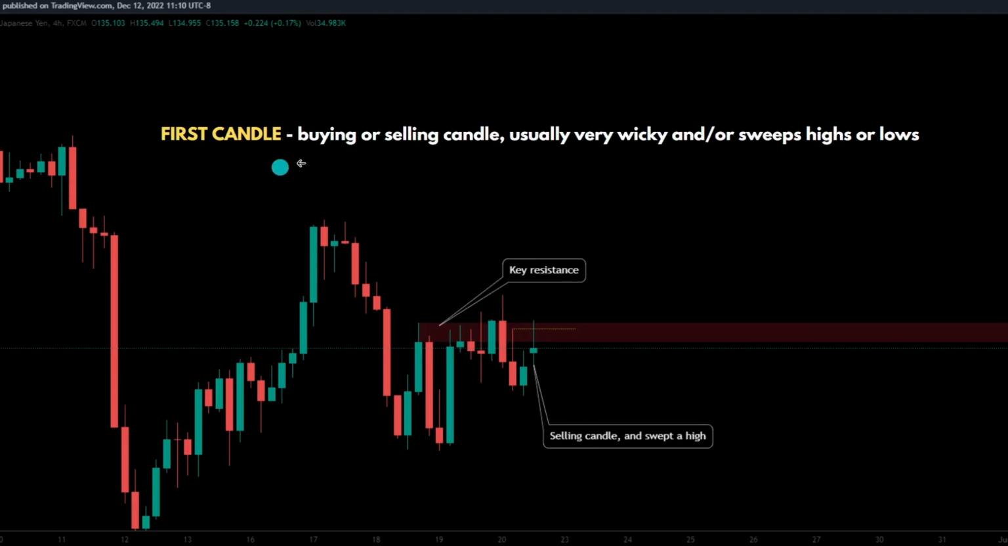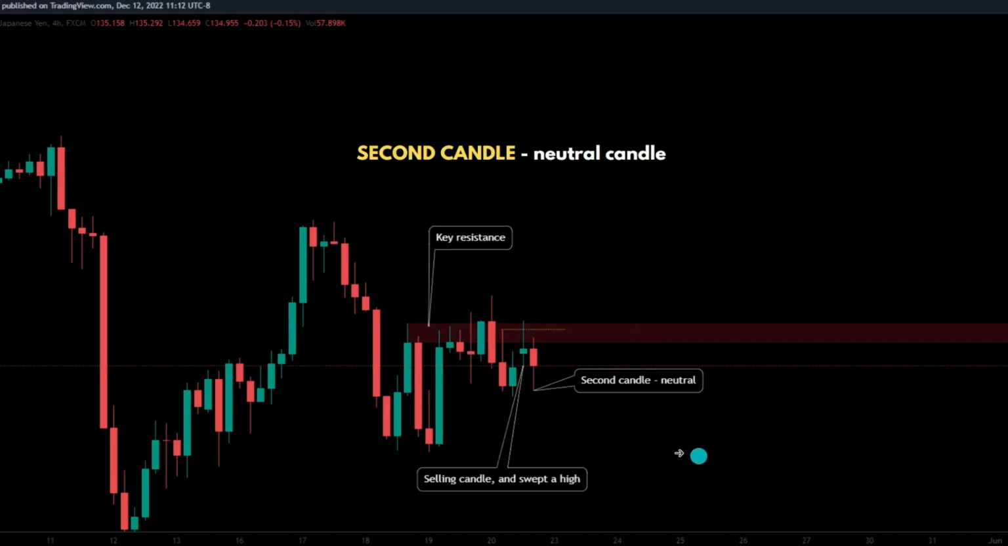So remember, the first candle is a buying or a selling candle, usually very wicky, and sweeps highs or lows. So this matches all the requirements. Second candle, the second candle is always neutral. This goes as a down candle, even with a wick too, but always remember the second candle is the neutral candle.